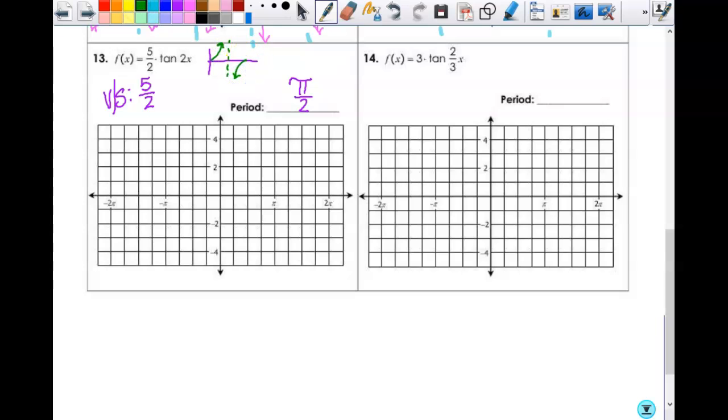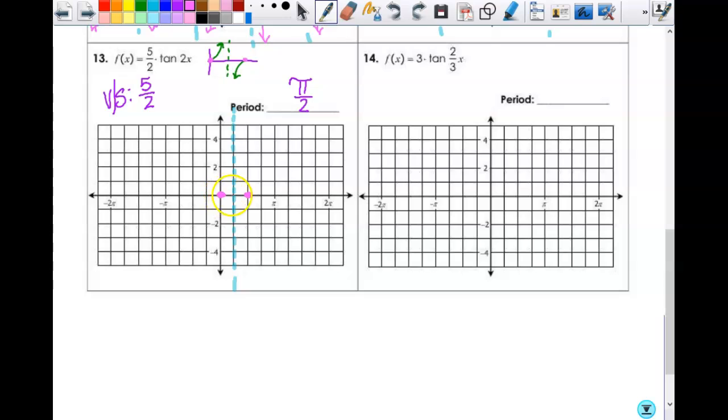Okay. So start at 0, 0. The end of the period is at pi halves. So I have the beginning and I have the end. Halfway in between those, I put an asymptote. And the asymptote is at pi fourths.